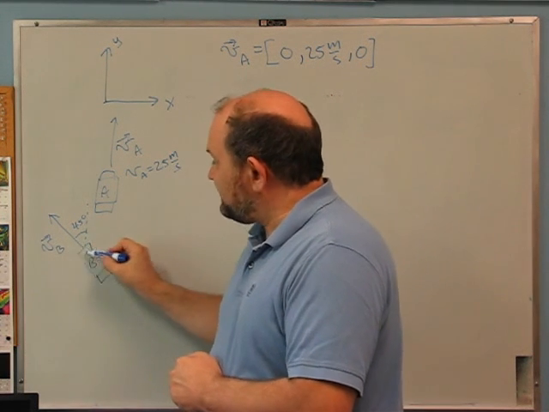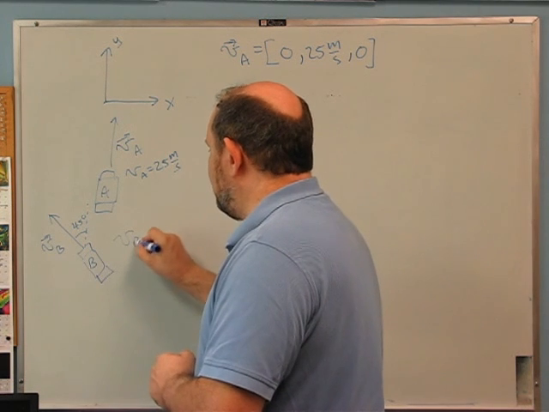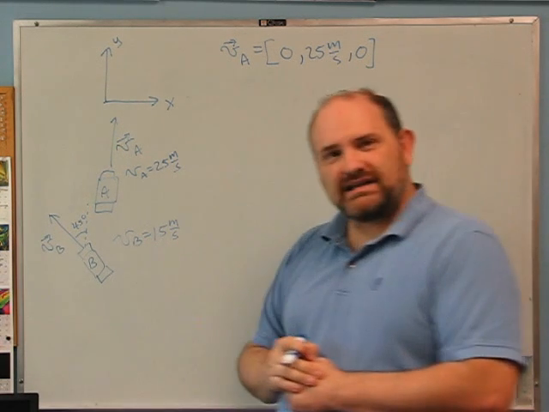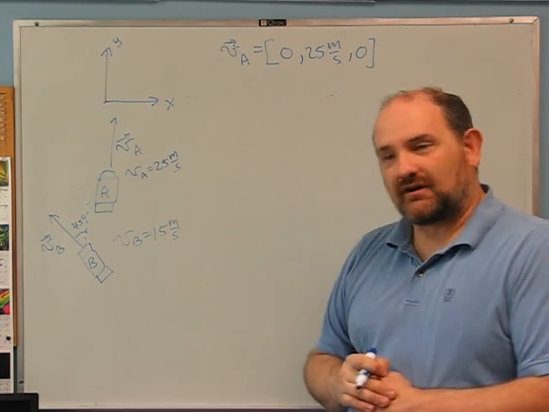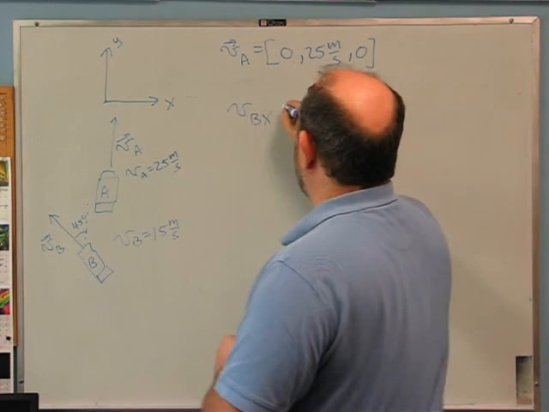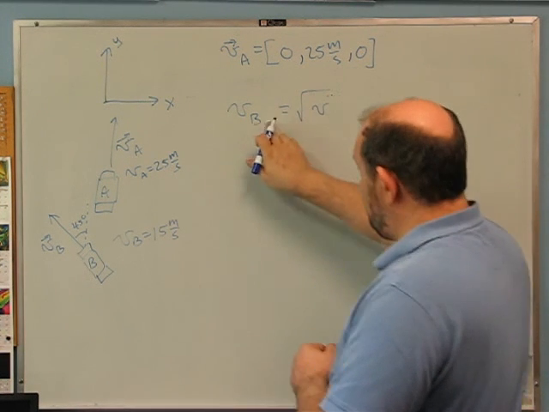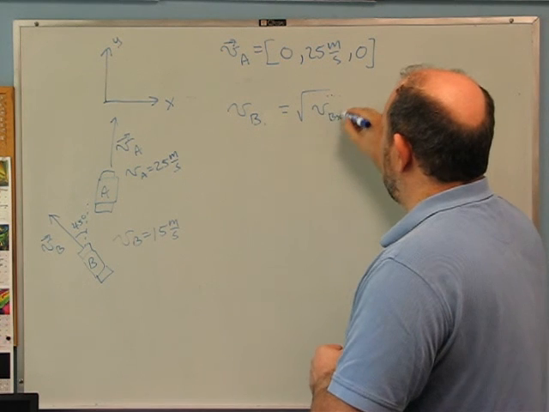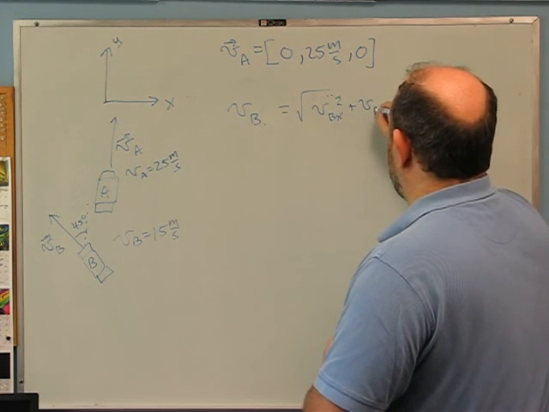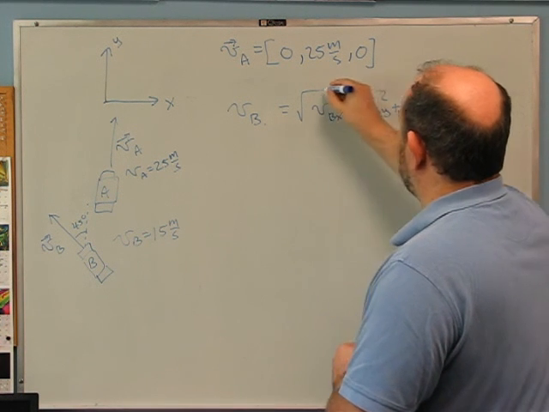because we knew A was all in the y direction. B has some x, it's going to be in the negative x direction, and some y, and we know that the speed of B is 15 meters per second, but we don't know what either the x or the y components are. So what I'm going to do is start with, we know that VB, the speed, is the square root of the x component of VB, which I'm going to call VBX squared, plus the y component of B squared, plus the z component of B squared.